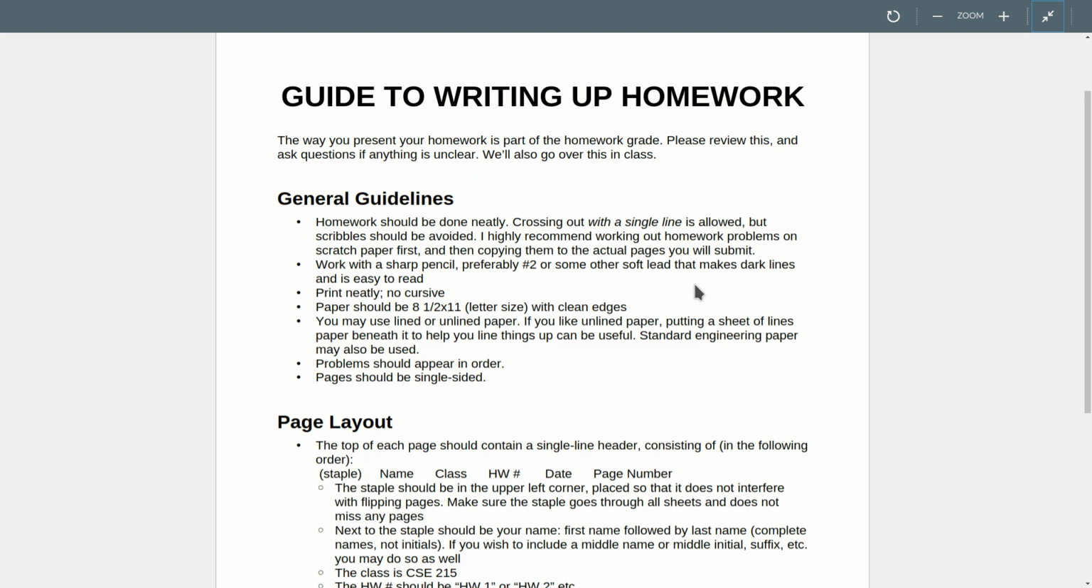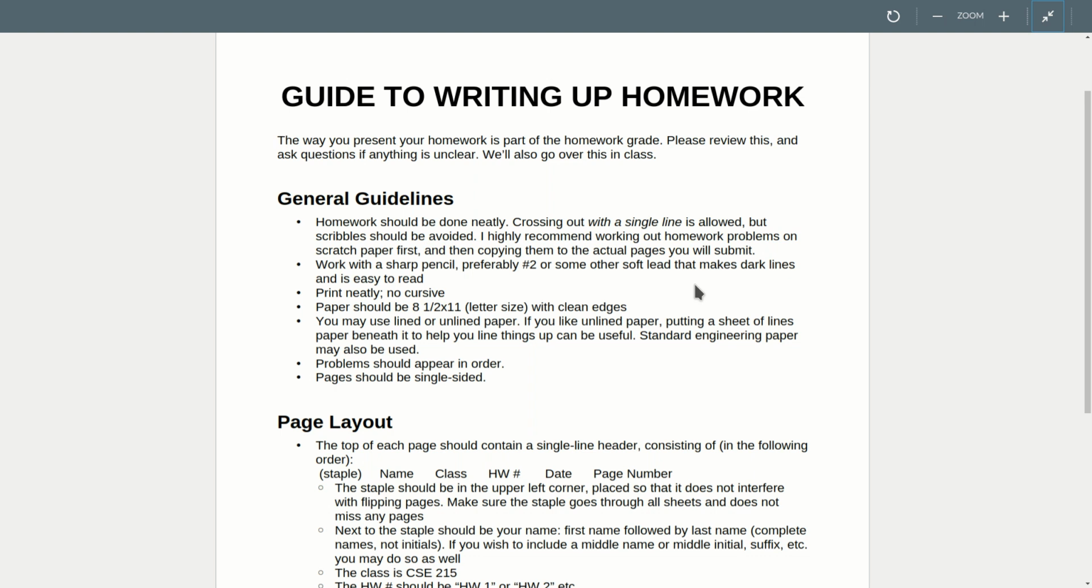Number 2 pencil or some other soft lead that's easy to read. Okay, I've had people who use like a 9H and it's really, really faint and hard to see. Make it easy to see. Print neatly. 8.5 by 11. You can use lined or unlined paper. Okay, up to you. Standard engineering paper, which is the green graph paper, that's fine also.